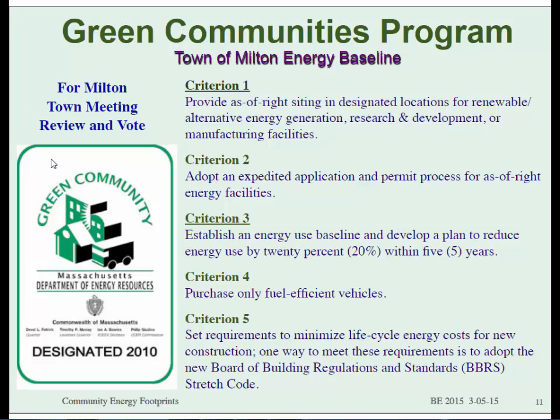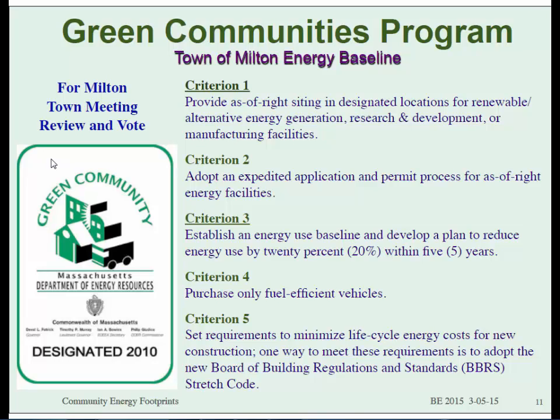So anyway, the first one is to provide as-of-right siting in designated locations for renewable energy. We did a major project in Milton, trying to get a 4-kilowatt wind turbine up on the golf course, which actually died an unruly death in Supreme Court. We've now switched over to talking about the 5-megawatt solar system that we're thinking about at this point.